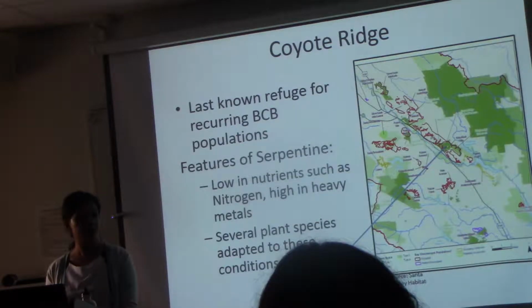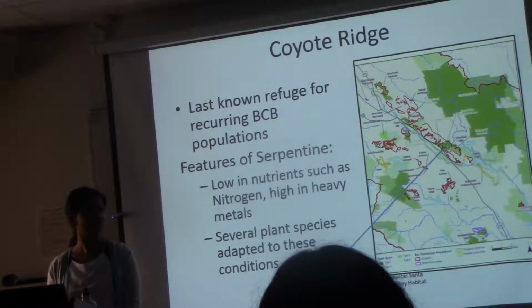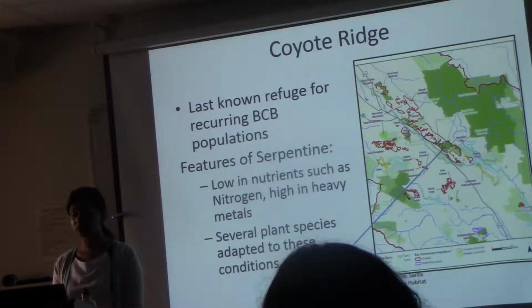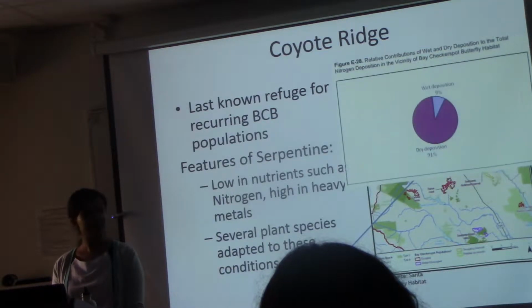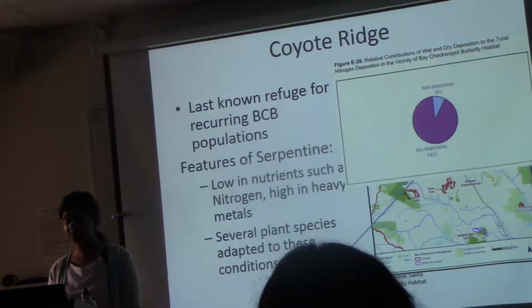The map shows all the potential serpentine sites for the bay checkerspot butterfly in the Bay Area in red. Coyote Ridge, although, is the last known refuge for recurring bay checkerspot butterfly populations. This pie chart was taken from the Santa Clara Valley Habitat Plan. It shows the type of deposition in the vicinity of bay checkerspot butterfly habitats. Deposition is mainly dry deposition from anthropogenic auto emissions.